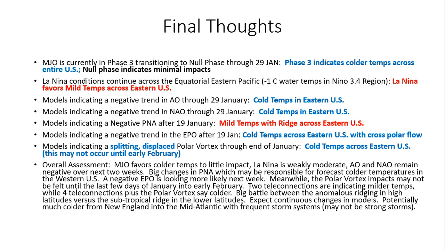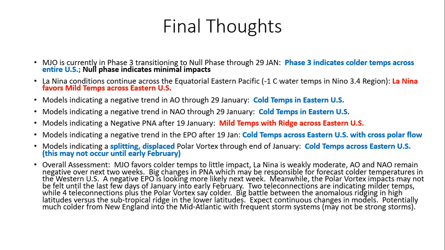So here's the bottom line with MJO. It's remaining very inactive. Second thing, La Nina conditions continue. There's no doubt about it. We do have those temperature departures. The water temperatures are below normal in the eastern equatorial Pacific. We see that. Right now it's about 1 degree Celsius water temperature departures below normal in the Nino 3.4 region.